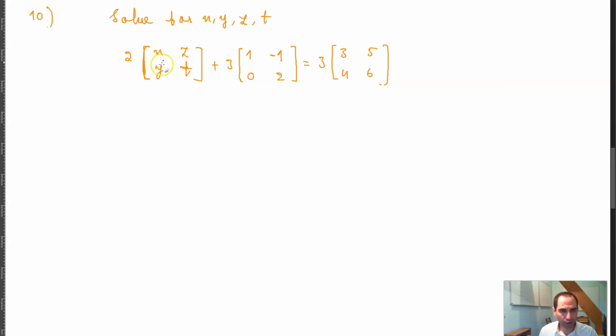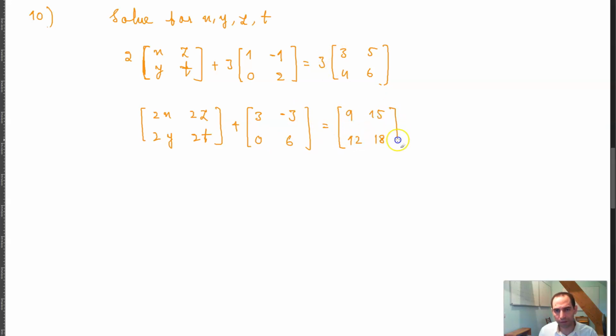Multiplying 2 by this matrix, I will get 2x, 2z, 2y, and 2t. Multiplying 3 by this matrix, I will get 3, negative 3, 0, and 6. And multiplying 3 by this matrix, I'll get 9, 15, 12, and 18. Adding these two together, I'll get 2x plus 3, 2z minus 3, 2y, and 2t plus 6 is equal to 9, 15, 12, and 18.